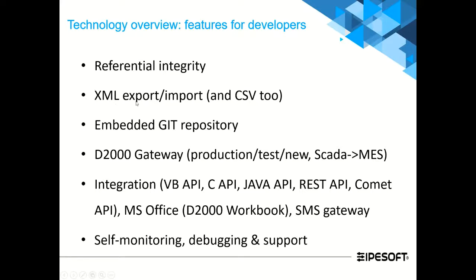XML export and import, and also CSV, are useful for export and import of individual objects. Exported objects can be used as backup. They can be imported into another application. Embedded GID repository. The D2000 application server can automatically make an XML export of your object's configuration after it was modified and store them in a GID repository. This way you can audit changes and, for example, re-import all old versions of individual objects if needed.